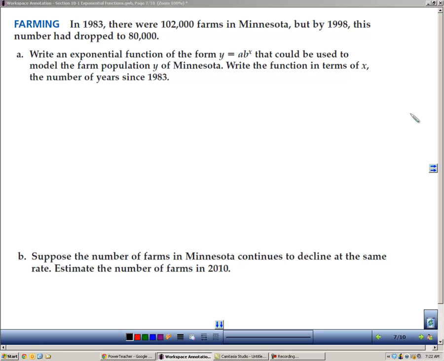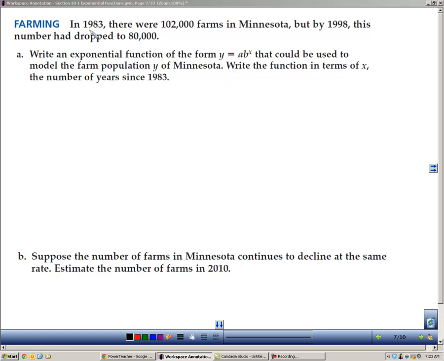Okay, so here's an example of exponential decay in which we have a number of farms in a certain year, and then by another year we have a lower number of farms. So you see the number of farms is decreasing, and we're going to have to write an exponential function to model this relationship and then try to use that to predict something that's going to happen later.